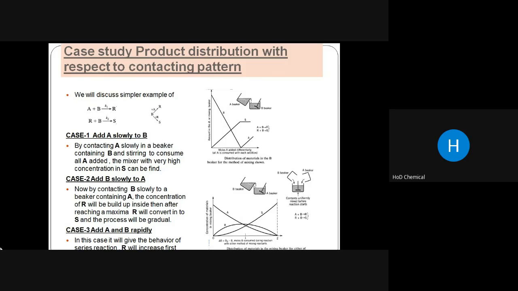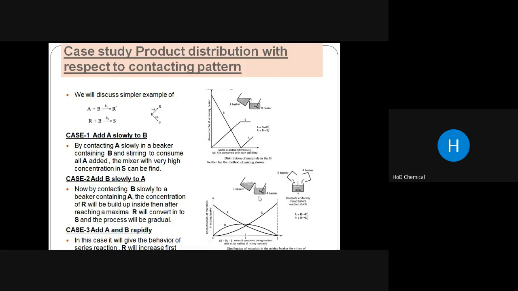Okay, and then case 2 is add B slowly to A, like vice versa. Okay, here the component B can be added in the beaker of A. Okay, so this is case 2. So here what will happen is the intermediate, that is the desired product and undesired product, can be formed here.